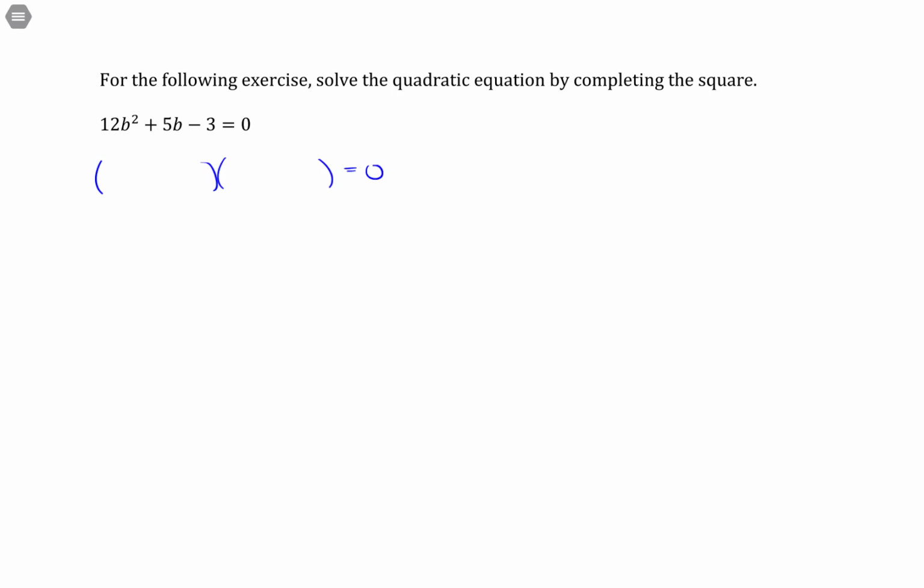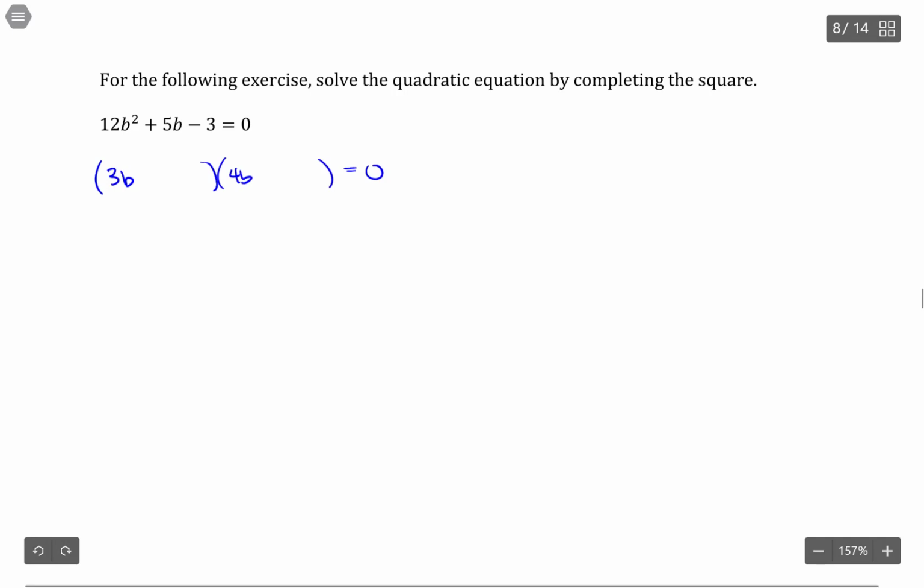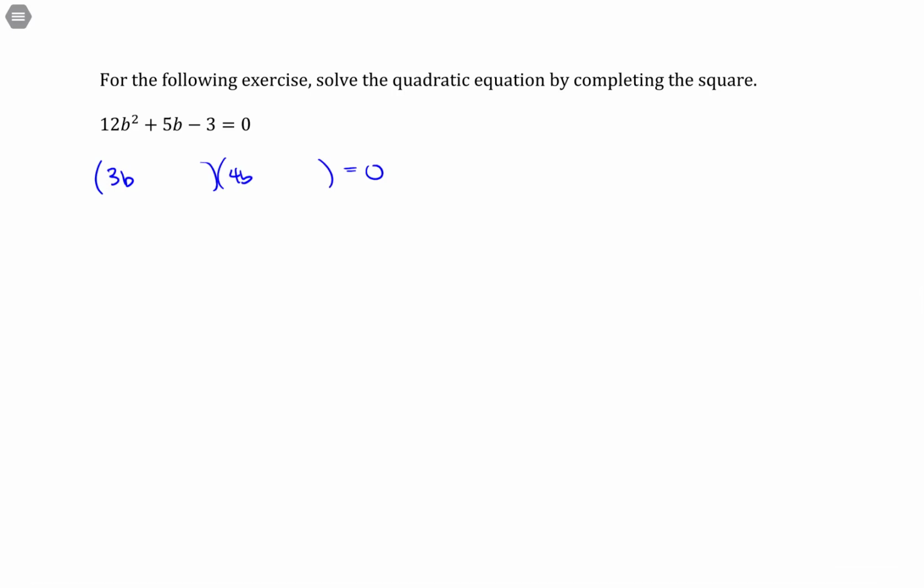So the first term, 12b squared, we need two things that multiply to 12b squared. So I think I'll try 3b and 4b, because those two multiplied together certainly will give me 12b squared. Now I could have tried 2b and 6b or 1b and 12b, but I generally go for the ones that are closest together first. I don't know why, but it seems like most math problems that's the case.